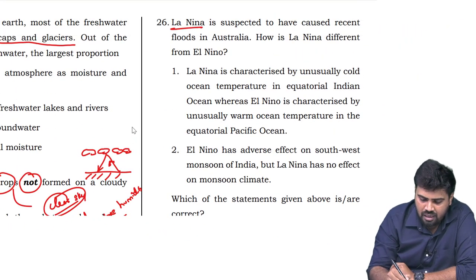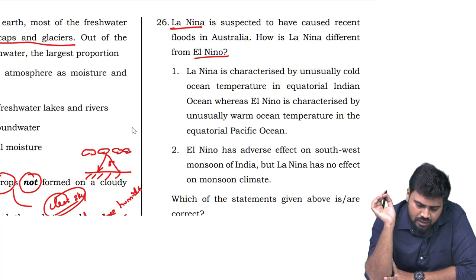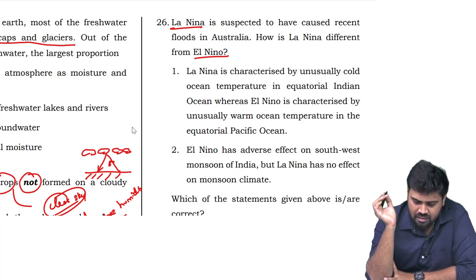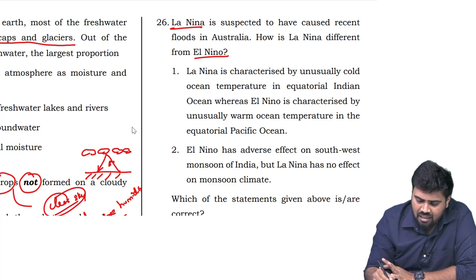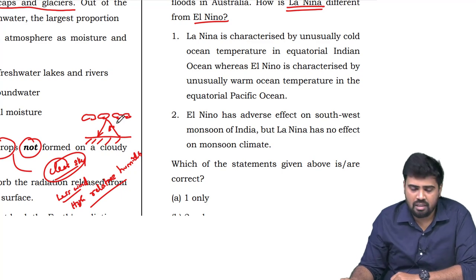26. Again, El Nino, La Nina concepts. Recent question. La Nina is suspected to have caused the recent floods in Australia. How is La Nina different from the El Nino? So, we need to know the difference between El Nino and La Nina before.